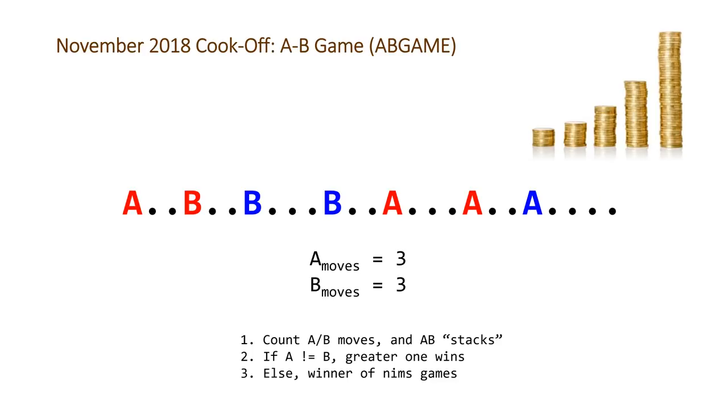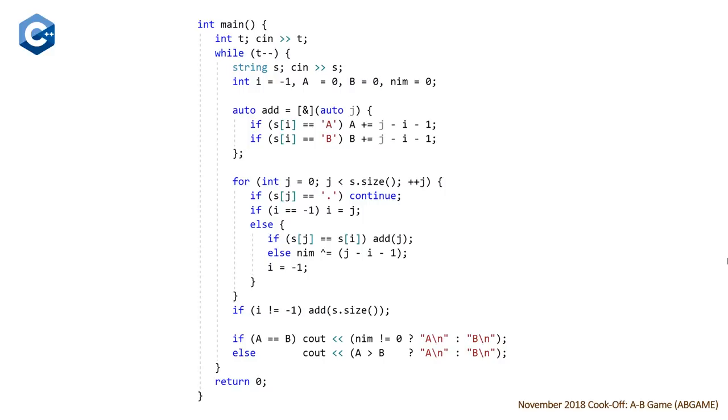Oh, and before we look at our code, there's one thing to note: there's one corner case, and that's if we don't have a pair at the end. So if we only have the start of a pair at the end, we need to make sure that we count and add this to either A or B, the number of moves. So in this case, we would have to add 4 moves to A. So now let's take a look at our code. So here is our full C++ solution.